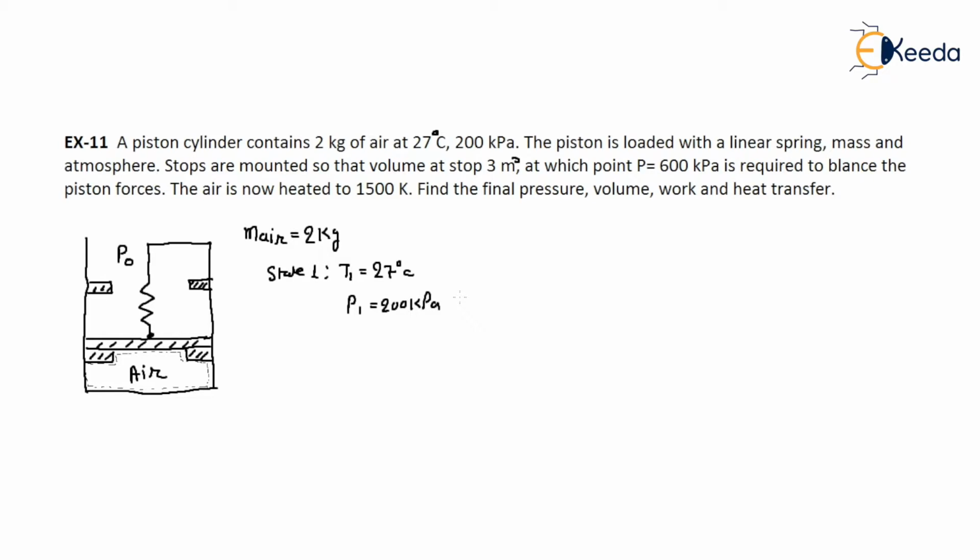The air is now heated to 1500 Kelvin. Find the final pressure, volume, work and heat transfer. So, what is the volume at that point? We know that P1 V1 is equal to mass of the air times R times T1. So from here we find the volume V1, right? Now, once you have found the properties P1, V1 and T1 at initial state 1.